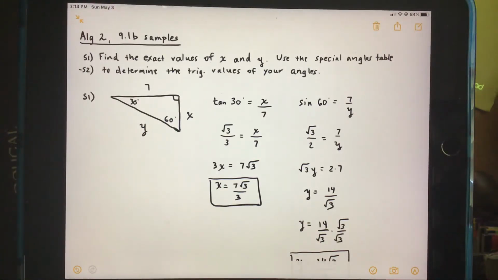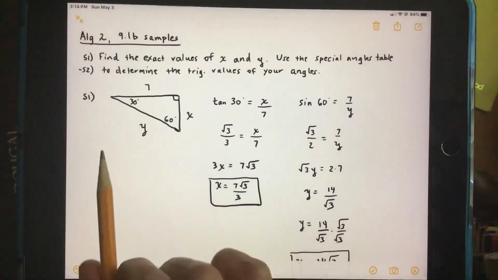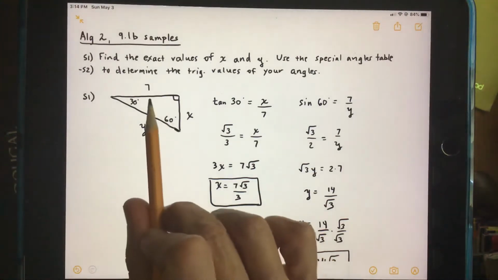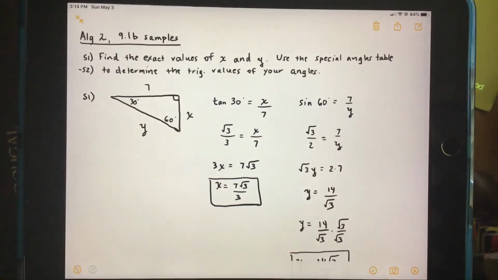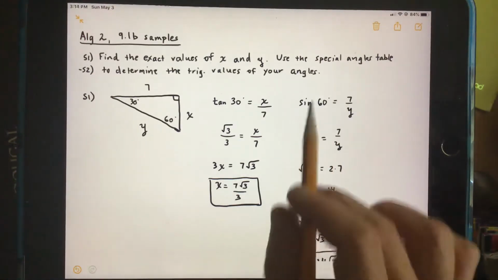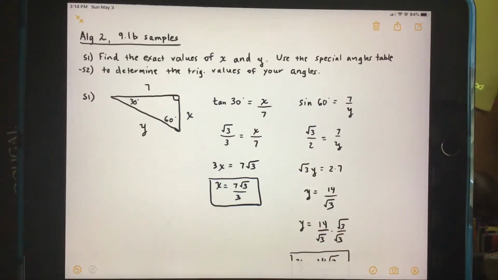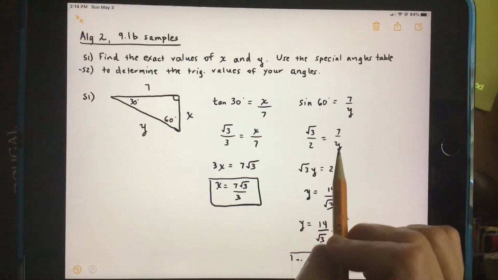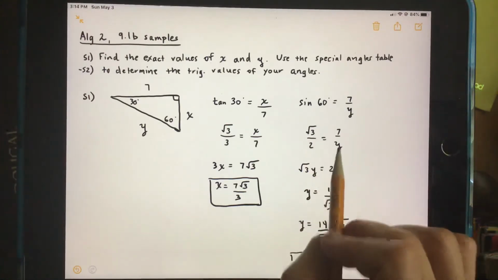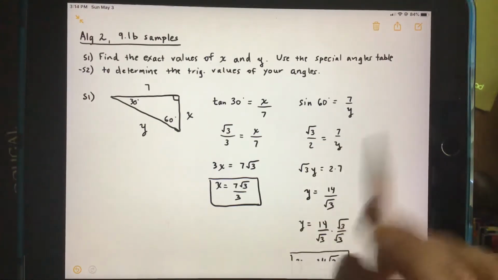So remember that when we are setting up our ratios, it's always going to be set up in relation to the angle that we are working with. All right, so here we have, again, sine of 60 degrees, the opposite leg over the hypotenuse, 7 over y. And on my table of special angle values, I'll find this sine of 60 degrees is root 3 over 2, so that's equal to 7 over y. I'm going to use cross products to solve for y. So square root of 3 times y is equal to 2 times 7.